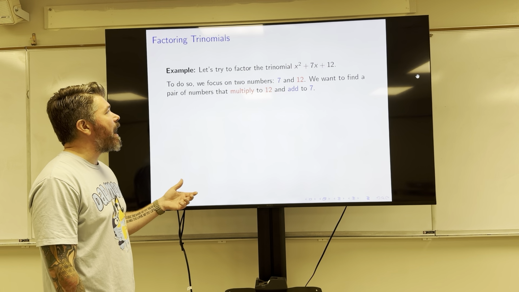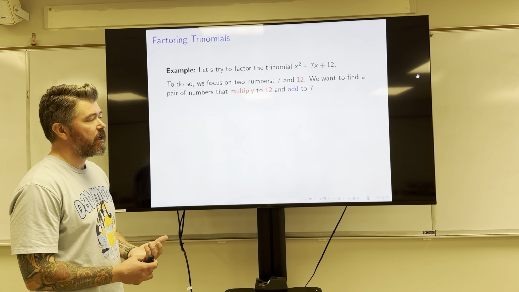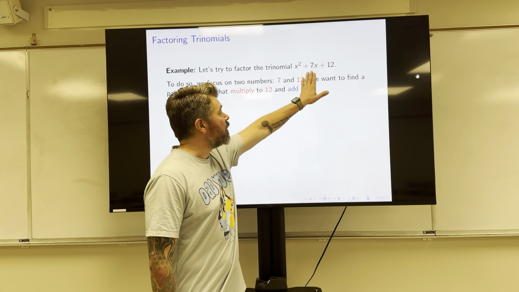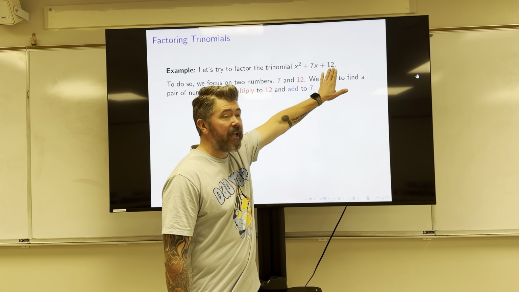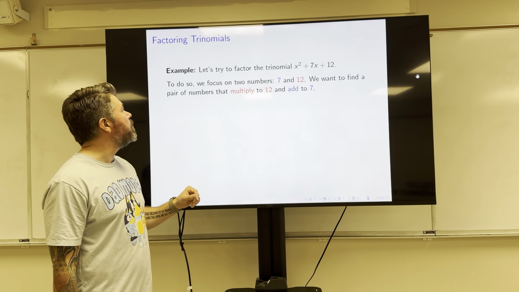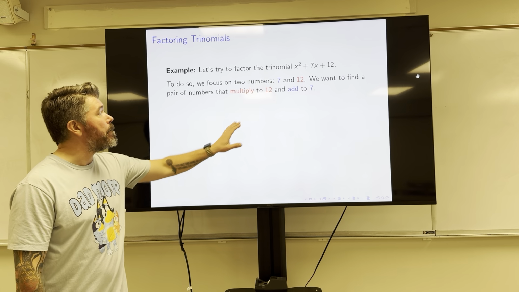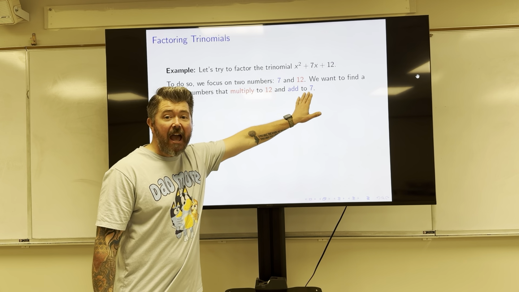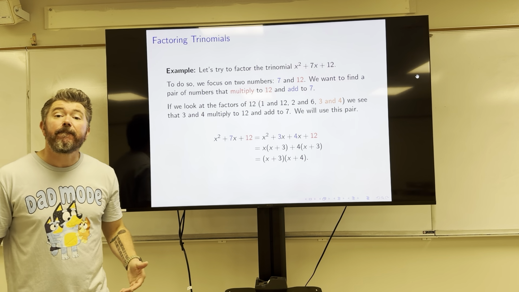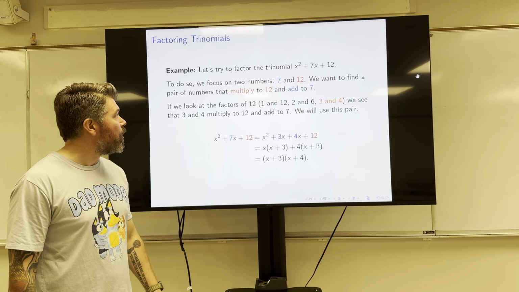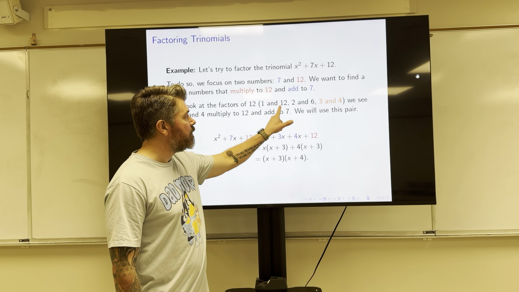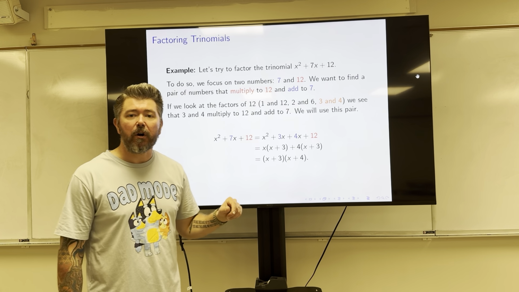Okay, so let's try to factor the trinomial x squared plus 7x plus 12. We're going to focus on two numbers. This is going to be our method. We're going to focus on the middle number and our constant term, the last number, 7 and 12. What we want to do is find a pair of numbers that multiply to 12 and add to 7, okay? If we're multiplying, we need to look at factors. Remember, factors are how we multiply. So what are all the possible factors of 12? We have 1 and 12, 2 and 6, and 3 and 4.